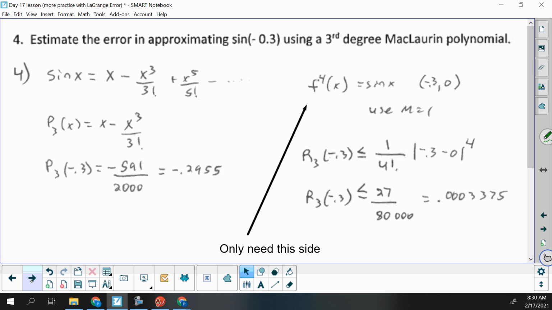All right, so I wrote out the 3rd degree over on the left and did the approximation, but they didn't want that because they just wanted the error. We know whenever we're working with sine and cos, we can always just let M equal 1. So we have 1, then we have the minus point through that we're subbing in, minus the center of 0 because it's Maclaurin, raised to the next power over the next factorial, so raised to the 4th over 4 factorial, and we get that 27 over 80,000.